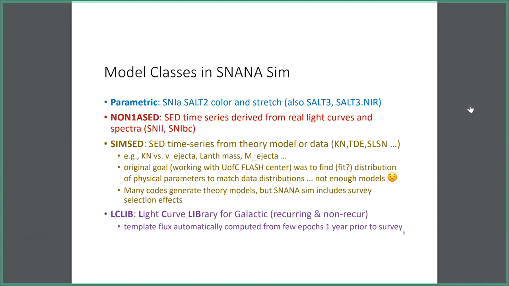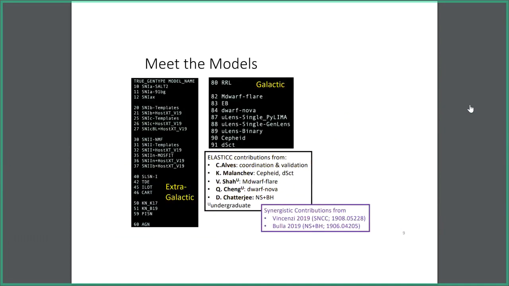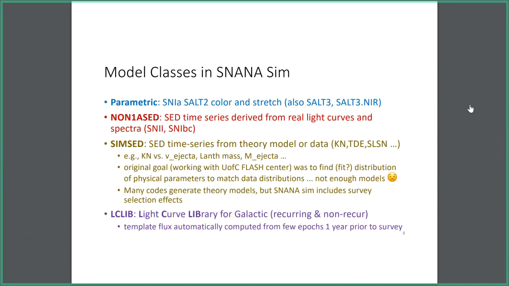And, of course, many codes can generate theory models, but the nice thing about SNANA is it includes all the survey selection effects. So you can start with your underlying theory model and then produce what you would actually observe. And then lastly, as I mentioned before, there's this light curve library for galactic transients, both recurring and non-recurring. All right, I'll pause for questions. Does anyone? I can't see if there's a question, but. Okay, next slide.